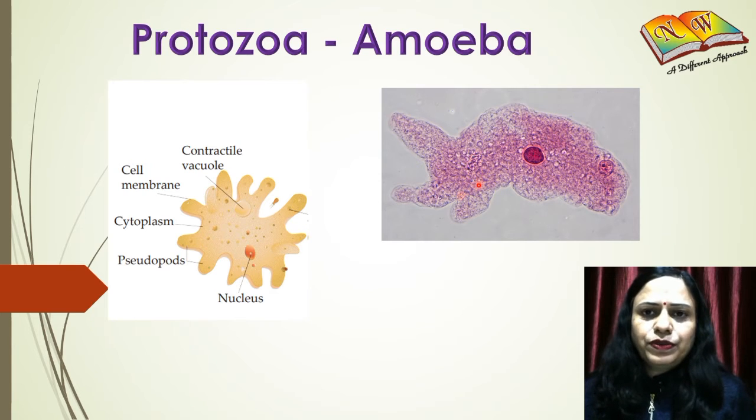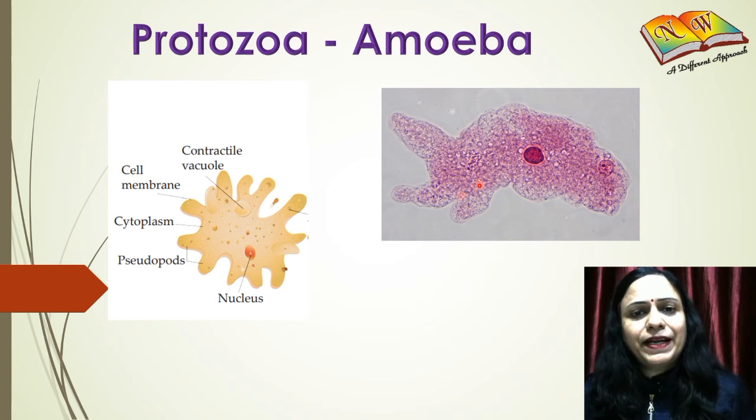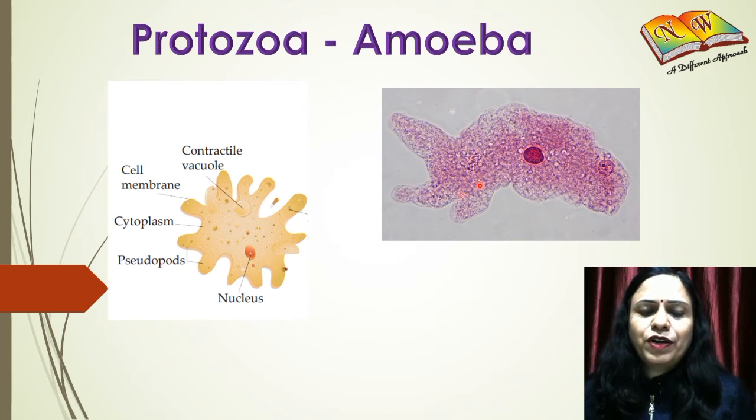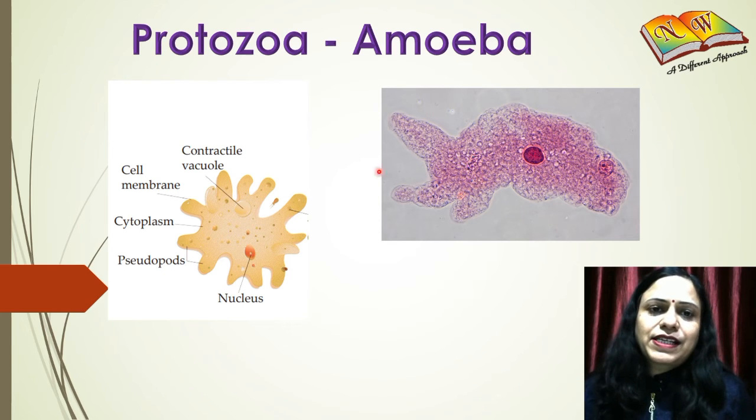And we all know that amoeba does not have any particular shape of its own. It can just extend its false feet called pseudopodia, and they help it in engulfing the food, in movement, in excretion, and various other processes.